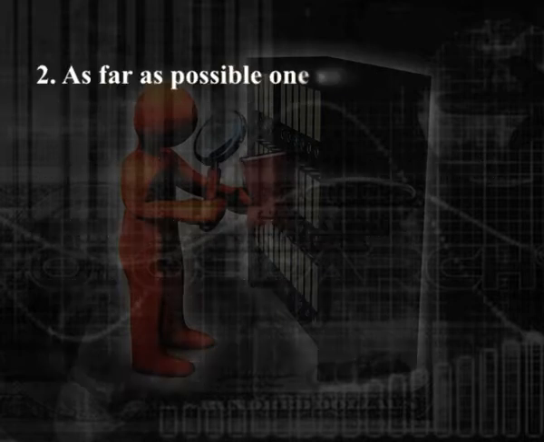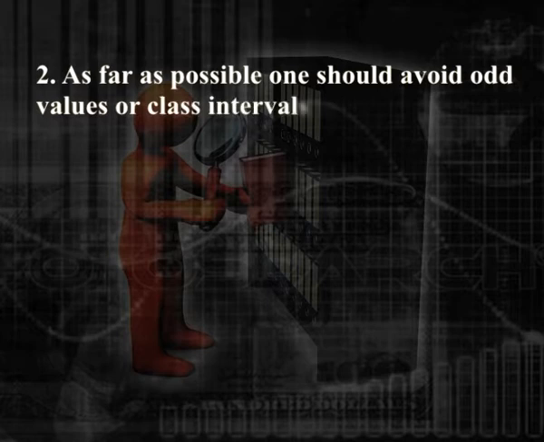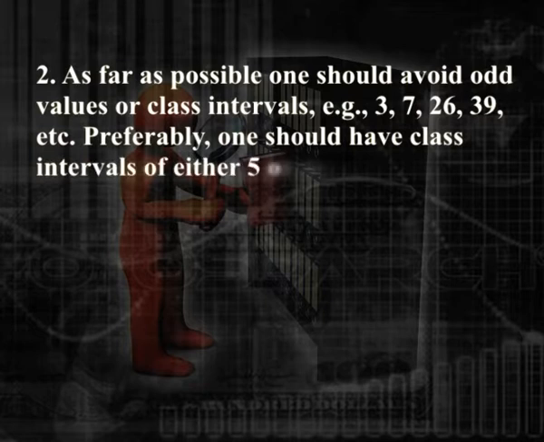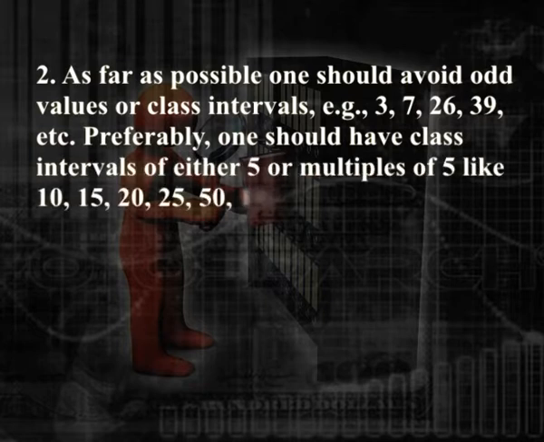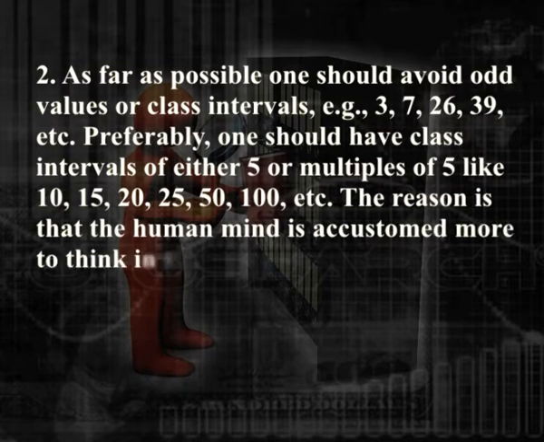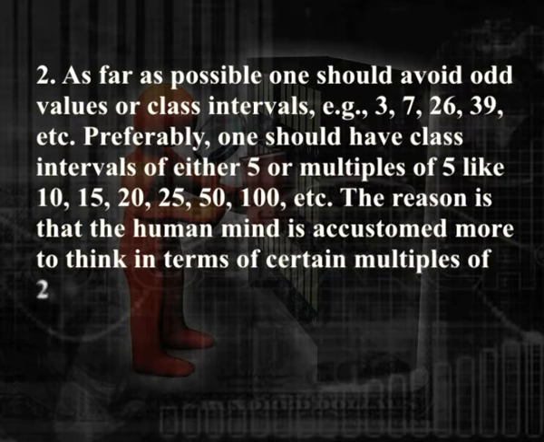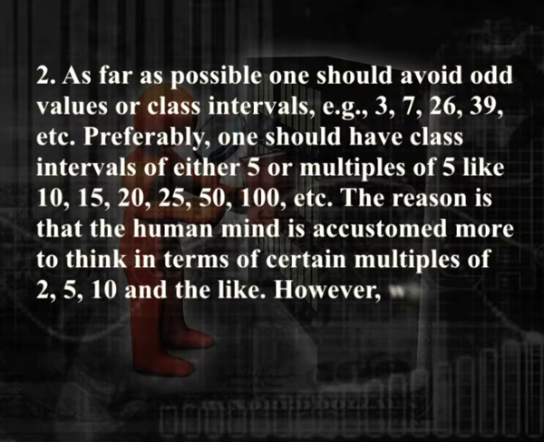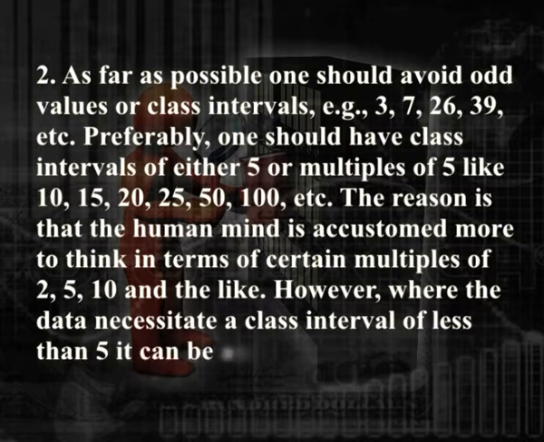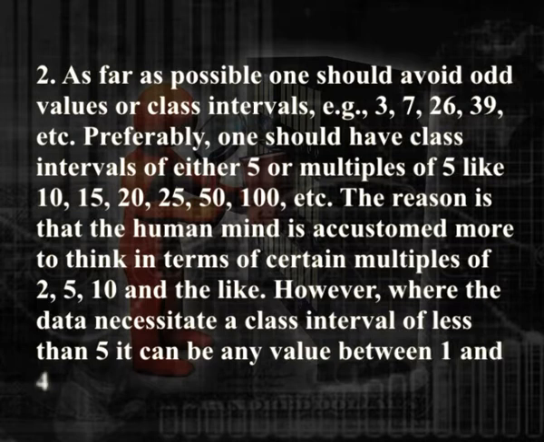Second point: as far as possible, one should avoid odd values for class intervals, for example 3, 7, 26, 39, etc. Preferably, one should have class intervals of either 5 or multiples of 5, like 10, 15, 20, 25, 50, 100, etc. The reason is that the human mind is accustomed more to think in terms of certain multiples of 2, 5, 10, and the like. However, where the data necessitate a class interval of less than 5, it can be any value between 1 and 4.